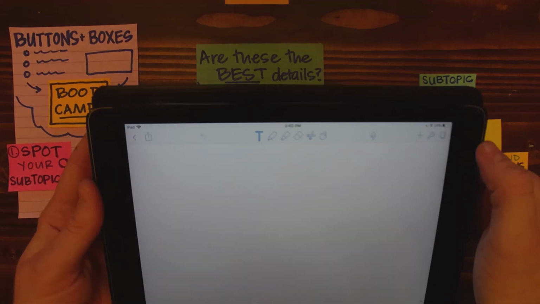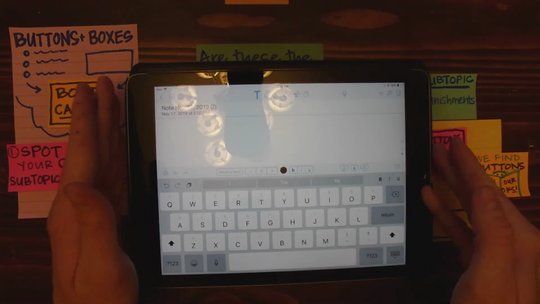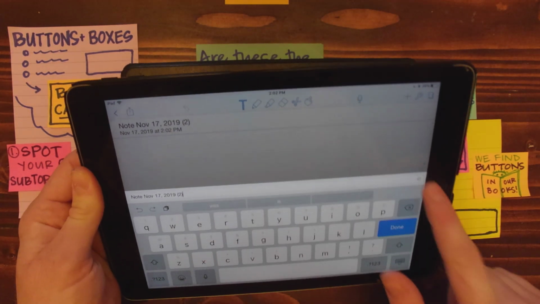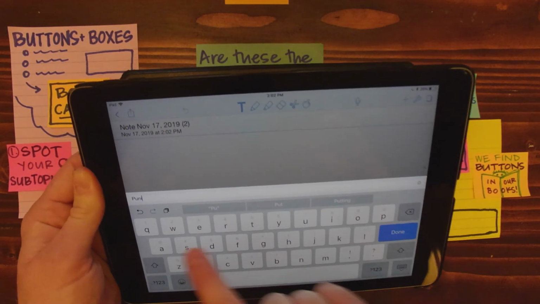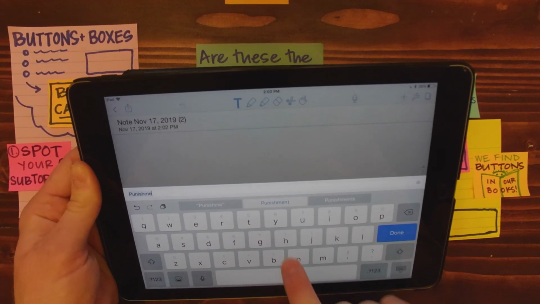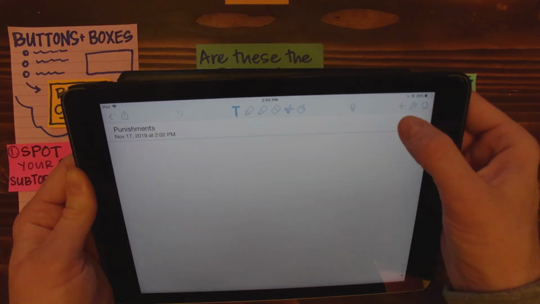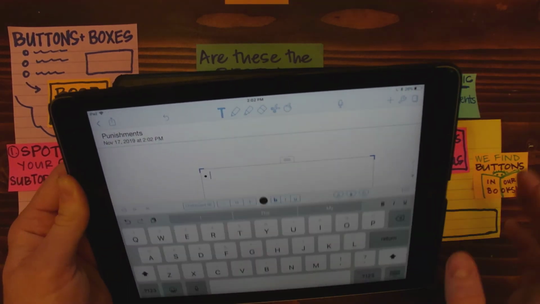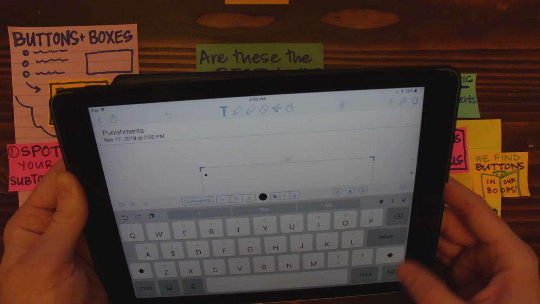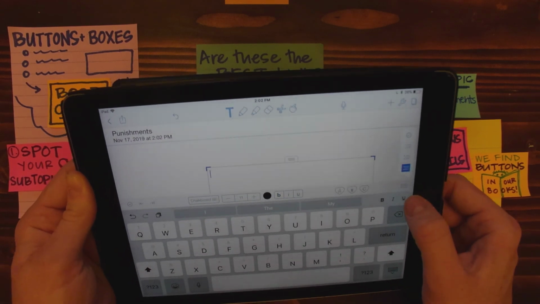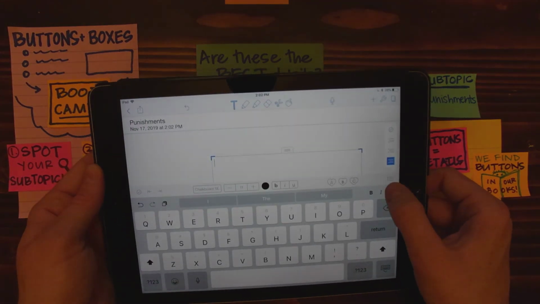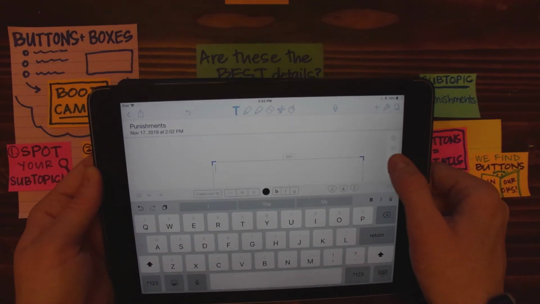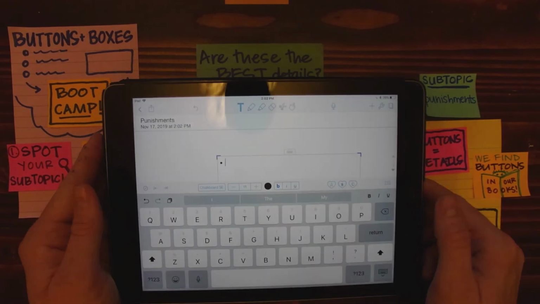I've already prepared my topic, and I'm going to add a new note. Anytime I have a subtopic, I am going to name that note the subtopic so it's easy to find. So this is all about punishments, so I'm going to name it that. And then I'm going to create a box of buttons by pulling out this typing sticky. And if your buttons don't show up right away, the secret place to look is in this side menu. And just choose this one. Then the button should pop up.